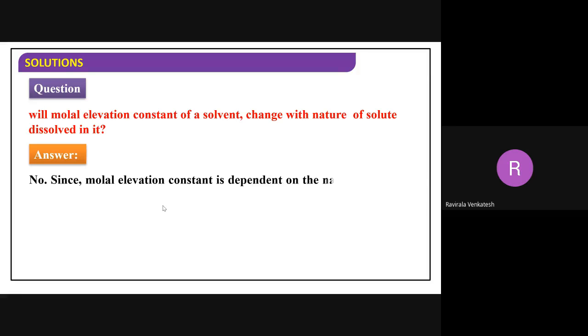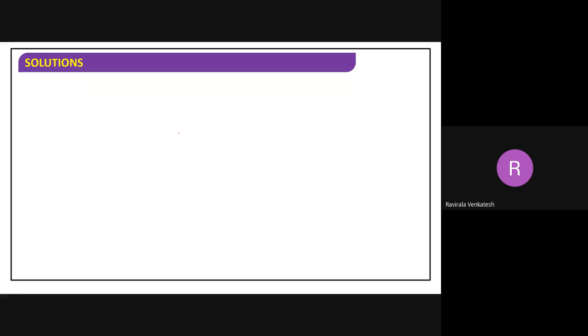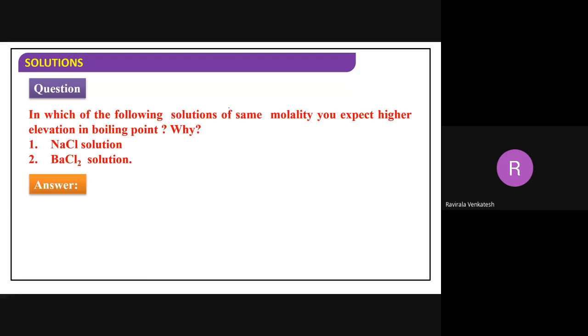Now, the molal elevation constant depends upon the solvent. I had already told you, the molal elevation constant definitely depends upon the solvent. Why? Because last class I explained this one: where did we get the molal elevation constant from? It involves the molar mass, the molecular weight of the solvent, so it will definitely depend on it. Tell me now, one question you have to observe here.